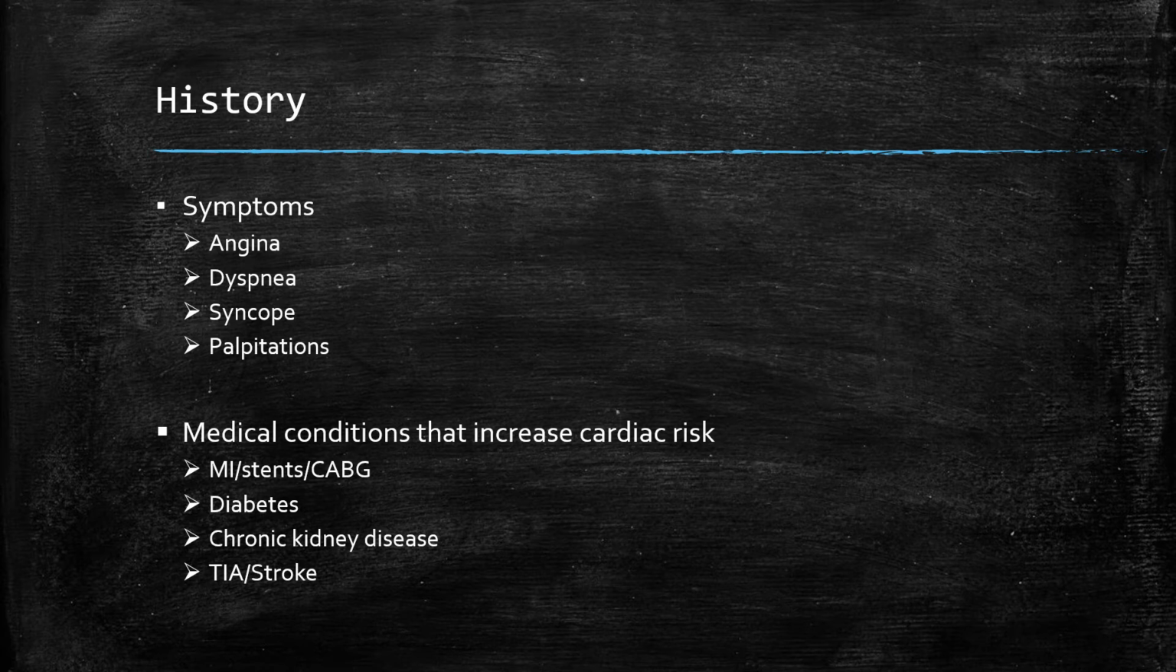We will also want to delve into medical conditions that increase cardiac risk. So we want to know about any previous MI and whether the patient has cardiac stents or has had coronary artery bypass surgery. We will want to know as well about diabetes, chronic kidney disease, and a history of TIA or stroke. As we'll see in a few minutes, all these medical conditions can be put into an easy-to-use cardiac risk calculator.